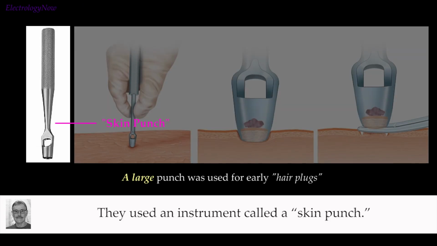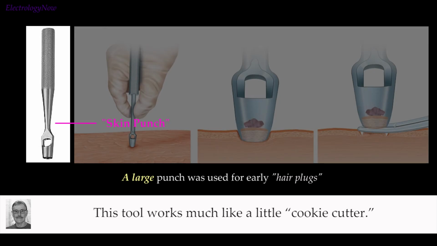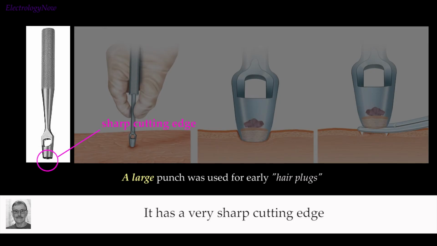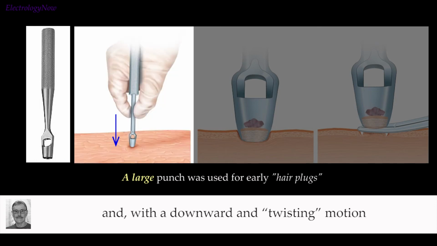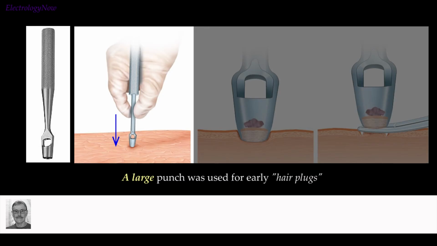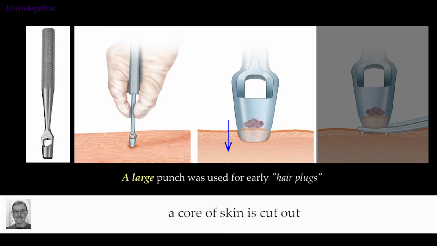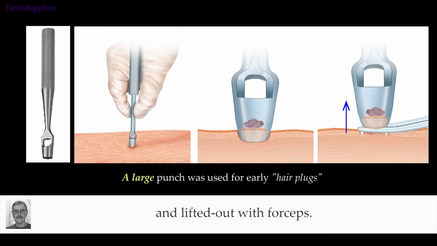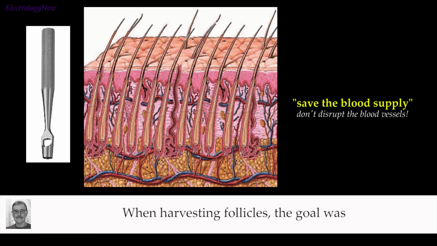They used an instrument called a skin punch. This tool works much like a little cookie cutter. It has a very sharp cutting edge. And with a downward and twisting motion, a core of skin is cut out and lifted out with forceps. When harvesting follicles, the goal was to save the intact blood supply. The idea was not to disrupt blood vessels that feed the follicles.